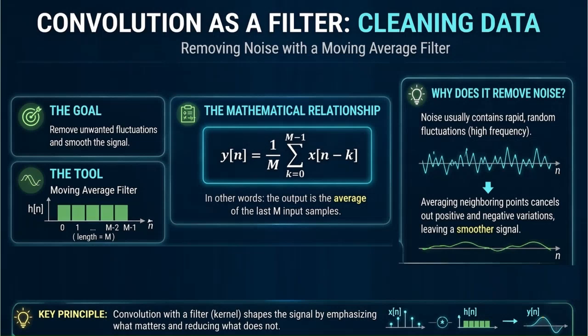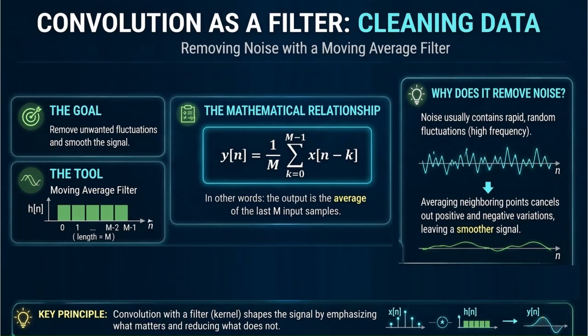One of the most important applications of convolution is filtering. Suppose you're measuring temperature or reading sensor data, but your signal contains noise. How do we remove that noise? With convolution. Let's look at the simplest filter, the moving average filter. This filter averages neighboring values.